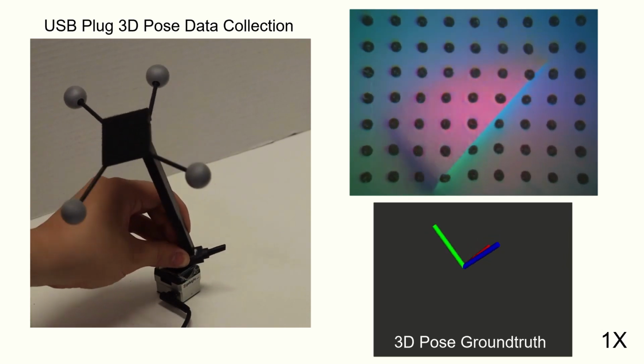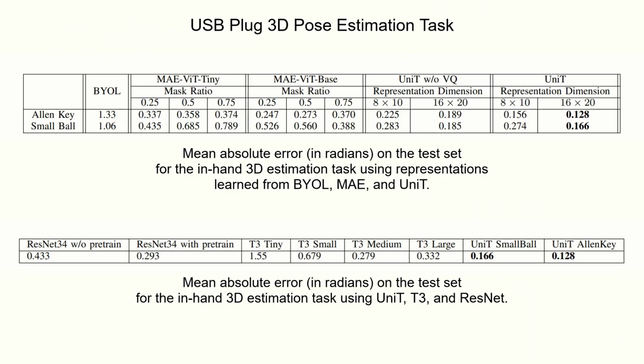We benchmark UniT against training a ResNet from scratch, as well as other representation learning frameworks: BYOL, MAE, and the state-of-the-art tactile representation framework, T3. Based on experimental results, UniT performs best on this task.